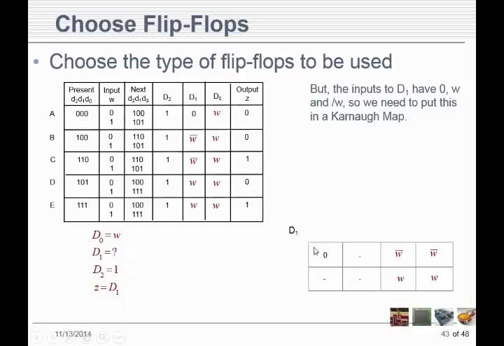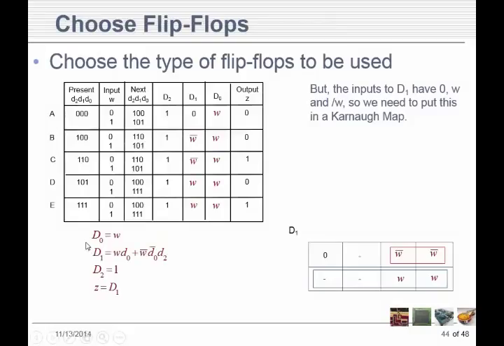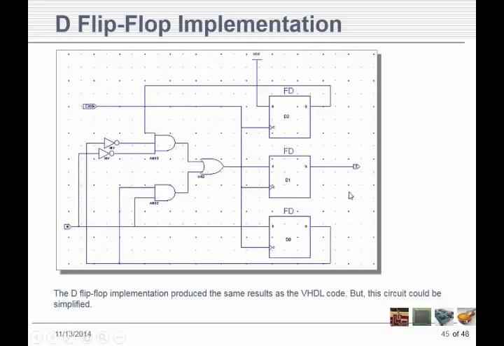D0 was just W, since these were always zeros or don't care. Okay, so here's D1. That last one was the only one that needed a Karnaugh map. So this is what my circuit looked like. I had an input of W to this flip-flop, had this as the input to D1, and here I showed a 1 as the input to D2. I'm going to change that in a minute.